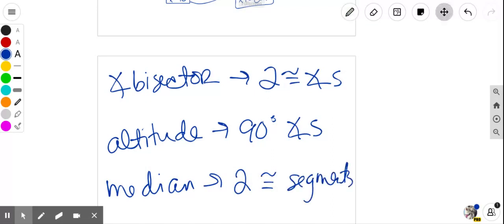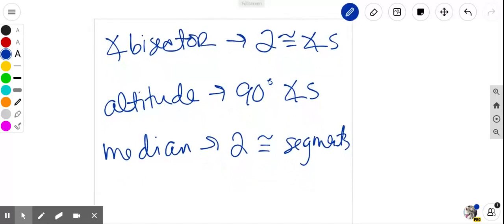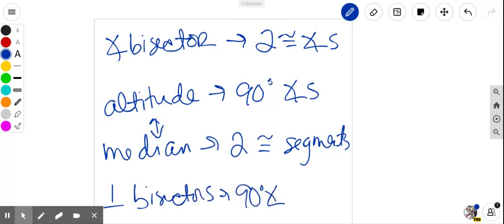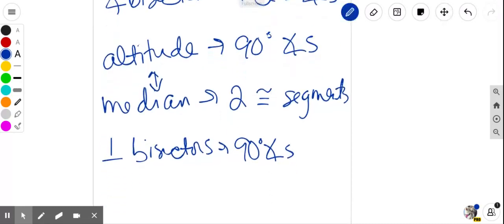And then lastly, we have a perpendicular bisector, which is kind of like a combination of an altitude and a median. It gives you right angles. And it gives you 2 congruent segments. How cool is that?